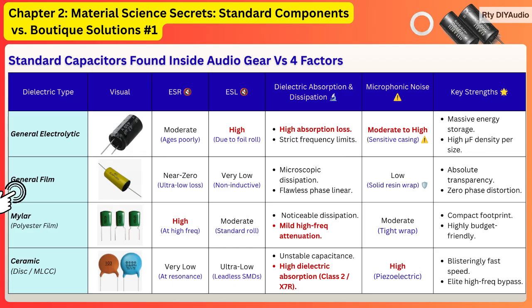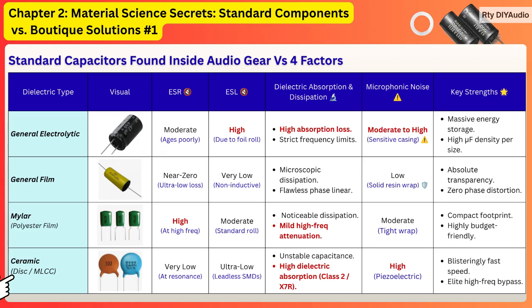Next, while non-inductive general film packages look stable on paper, moving toward a standard mylar or polyester configuration introduces a severe high-frequency bottleneck. This standard wrap exhibits elevated ESR spikes in upper registers, leading to noticeable dissipation losses and a distinct high-frequency attenuation that rolls off your top-end air.